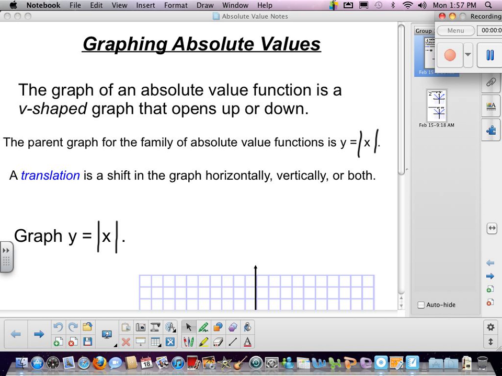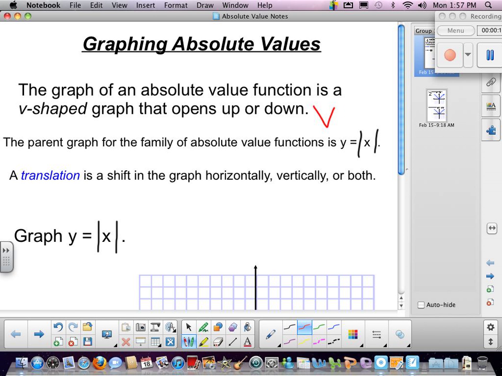Alright, so here's a quick lesson on graphing absolute values. As you can see, the graph of an absolute value function is a V-shaped graph that opens up or down. So it's going to look something like this, or if it were to open down, it would look something like that.